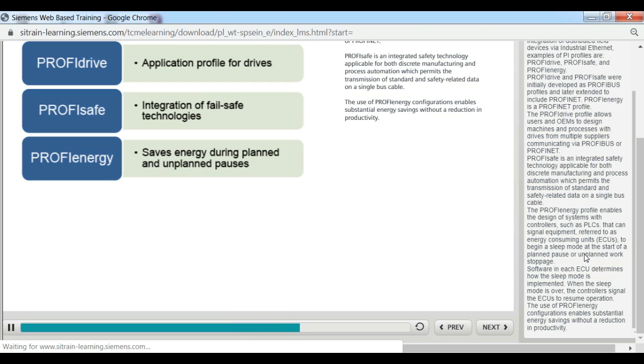The ProfiEnergy profile enables the design of systems with controllers such as PLCs that can signal equipment, referred to as energy-consuming units, ECUs, to begin a sleep mode at the start of a planned pause or unplanned work stoppage. Software in each ECU determines how the sleep mode is implemented. When the sleep mode is over, the controllers signal the ECUs to resume operation. The use of ProfiEnergy configurations enables substantial energy savings without a reduction in productivity.